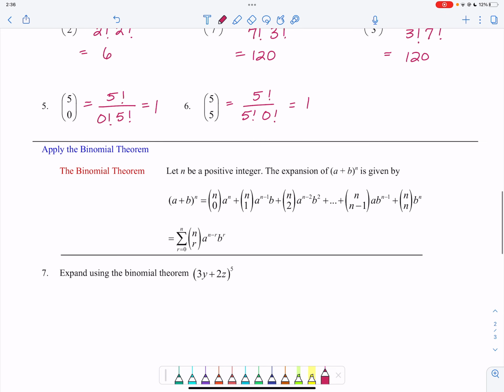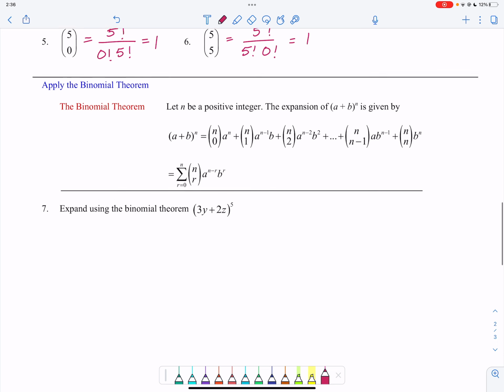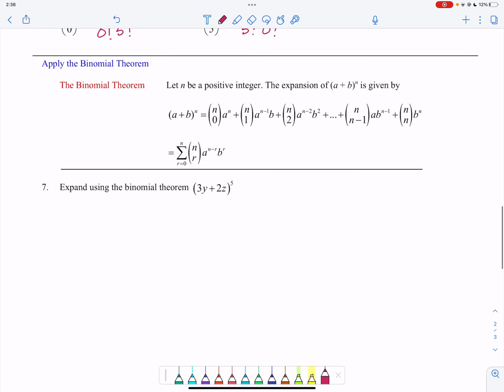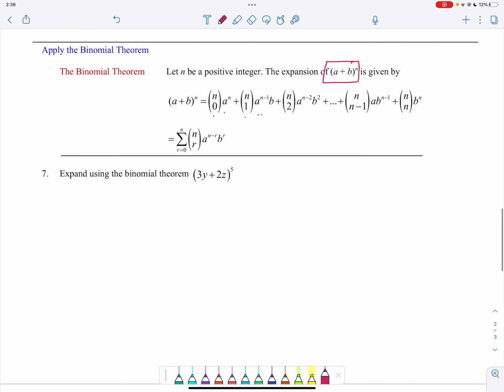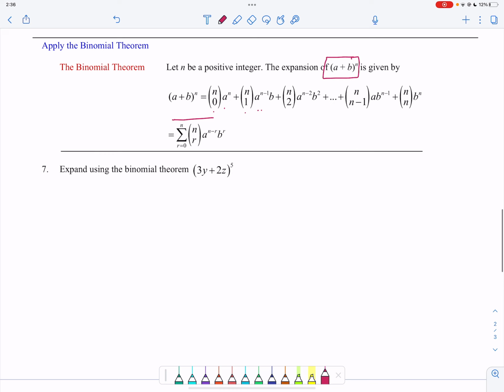So let's apply the binomial theorem. Let n be a positive integer. The expansion of a plus b, so this binomial to the nth power, is given as n choose 0 times a to the n, plus n choose 1 times a to the n minus 1, b to the first power. So you can see the degree of a is descending, the degree of b is ascending until you reach b to the n power. And here you can see the binomial theorem with summation notation, sigma notation.